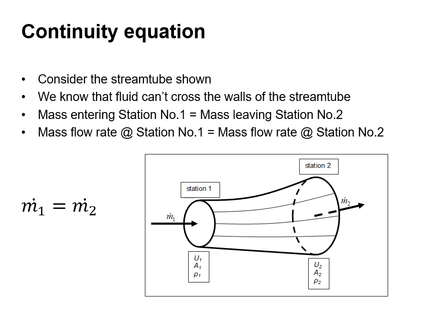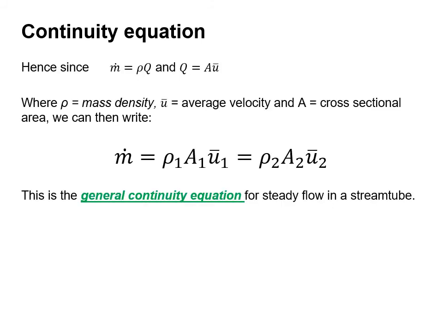So let's consider the stream tube shown. We know that fluid can't cross the walls of the stream tube, so the mass entering station number 1 equals the mass leaving at station number 2. So the mass flow rate at station number 1 must equal the mass flow rate at station number 2. So we could write out this general continuity equation for steady flow in a stream tube.